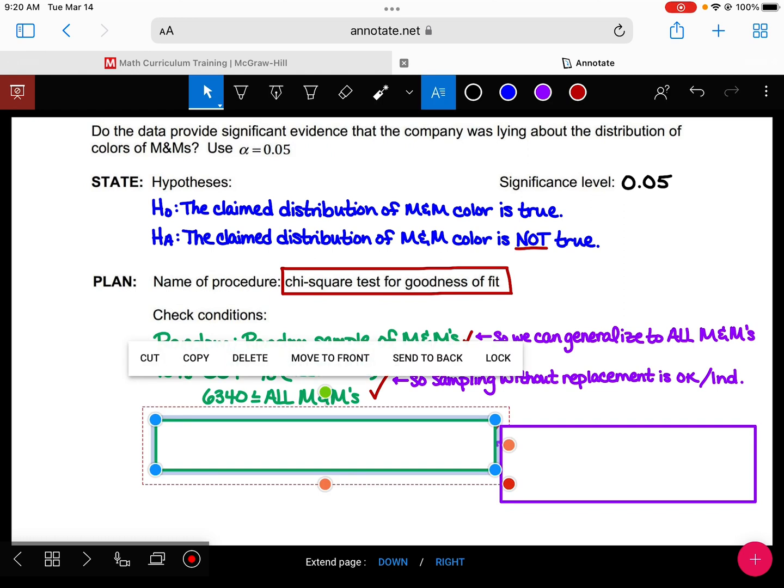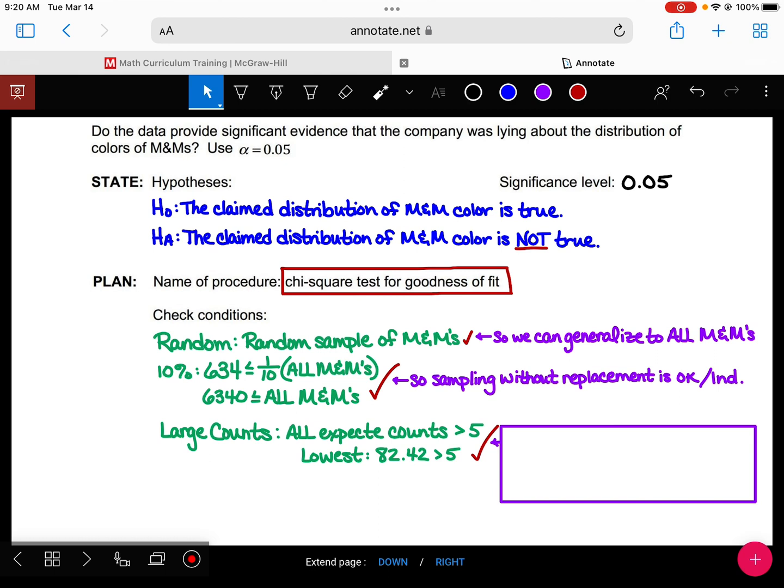Third condition is a little bit different here. A lot of time we've called it large counts normal. We're not looking for normal. We are looking for large counts here. All of our expected counts were greater than 5. It's a good idea to name what your lowest one is and show that that one's greater than 5. And then you've got that all of them are greater than 5 without having to list out every single one here.